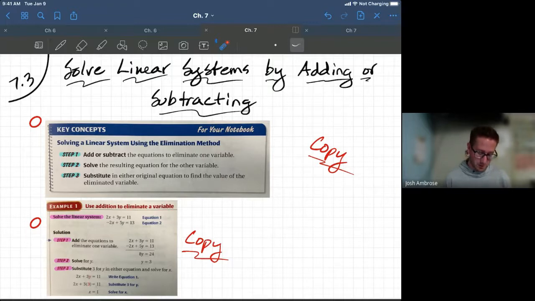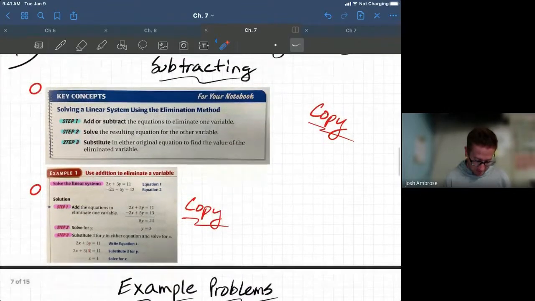All right. So here we go. Step 1, we are going to add or subtract to eliminate a variable. After you have done that, and you'll see me go through it, step 2, you will then solve the rest of that equation for the other variable because you just eliminated one. Then step 3, substitute back into either original equation. It doesn't matter which original equation you choose to use. Okay, so let's go ahead and take a look here.